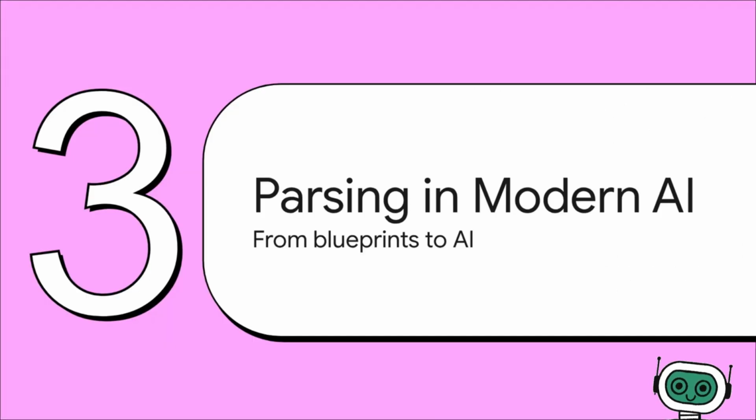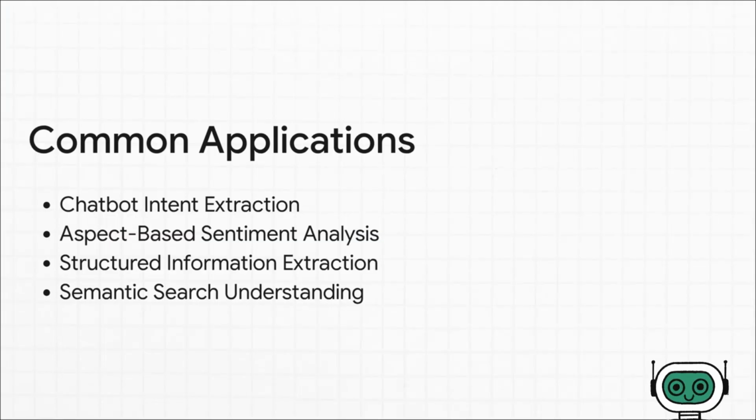Okay, this is all very cool, but where does it actually show up in the real world? How is this blueprint used in AI systems we interact with every day? Well, it turns out dependency parsing is working behind the scenes in a ton of places. When a chatbot needs to figure out what you actually want to do, that's parsing. When a sentiment analysis tool needs to know what you're happy or angry about in a review, that's parsing. It's also key for extracting structured information from text or helping a search engine understand a complex query.